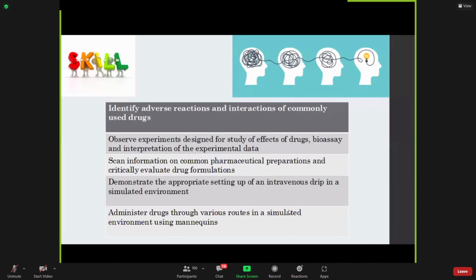Scan information on common pharmaceutical preparations and critically evaluate drug formulations. Drug formulation evaluation, in other terms, would be audit. And apart from audit, this evaluation of drug formulation would be helpful in your prescriptions as well. Scan information on common pharmaceutical preparations. A part of it you would be learning at the end of the session. Demonstrate the appropriate setup of an intravenous drip in a simulated environment. IV drip setup, you all must have at least seen or experienced.